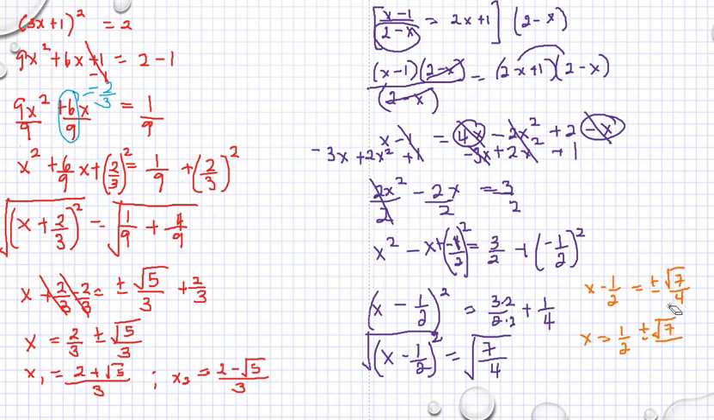That was wrong also. Divided by 2. Square root of 4 is 2. And our x sub 1 will be 1 plus square root of 7 divided by 2. And x sub 2 will be 1 minus square root of 7 divided by 2. I hope you can see that.